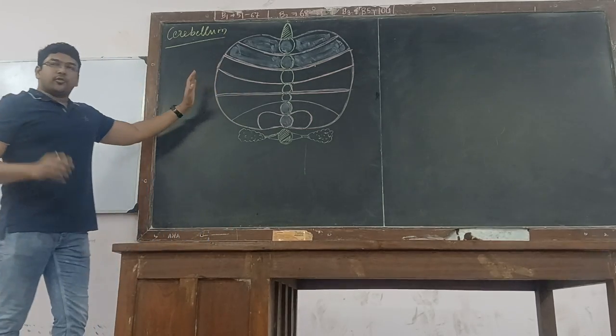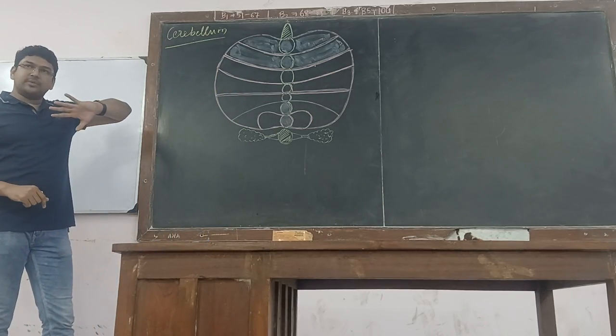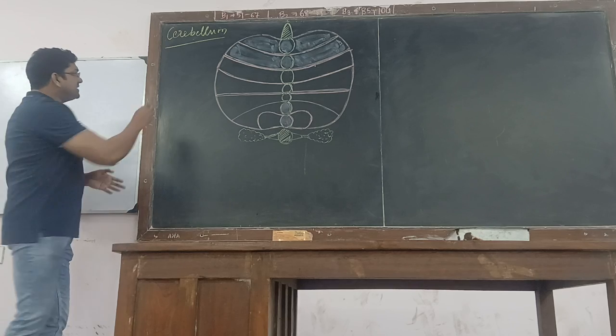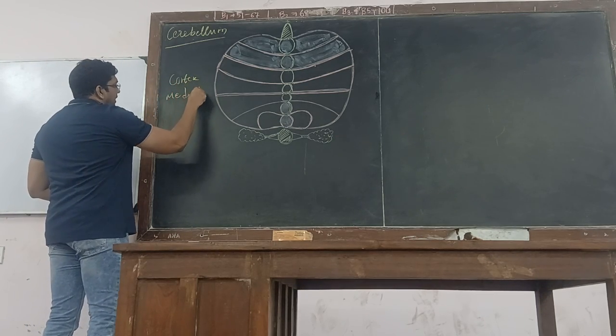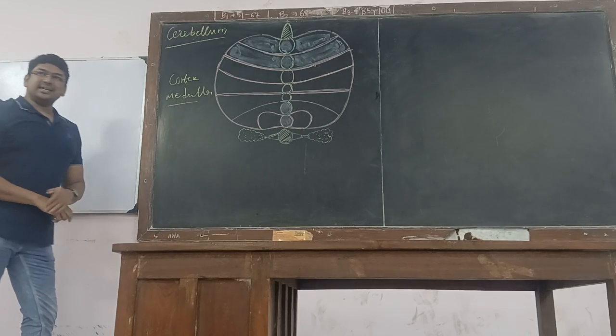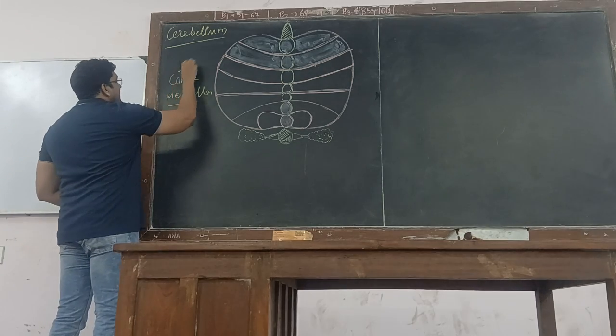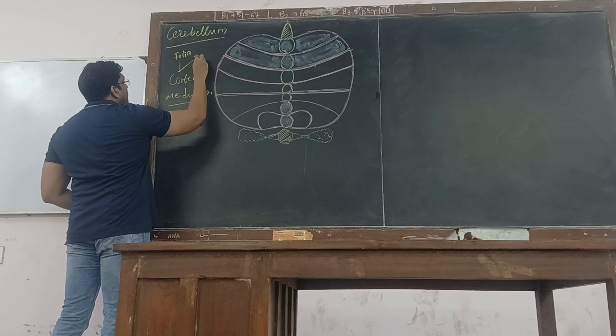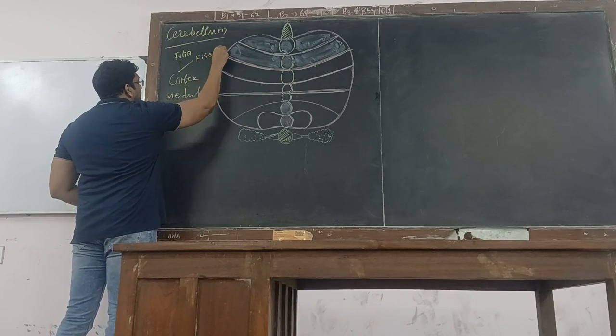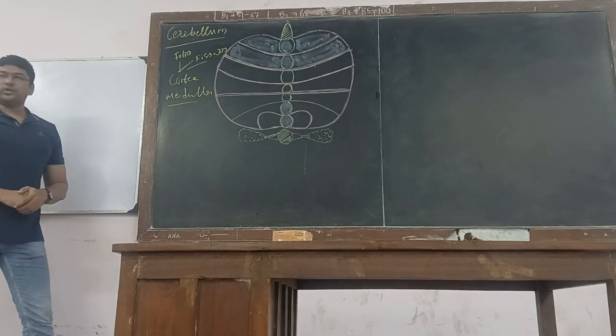The cerebellum, of course. What are the two parts of the cerebellum generally as a whole? It contains cortex and medulla. The cortex contains folia and fissures. What are folia and what are the fissures?